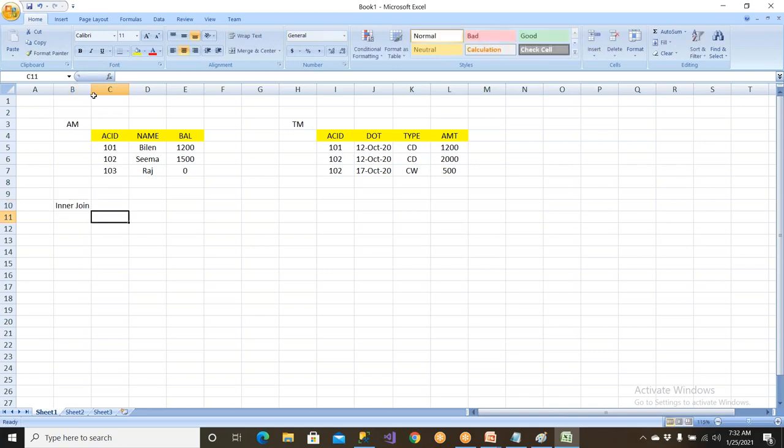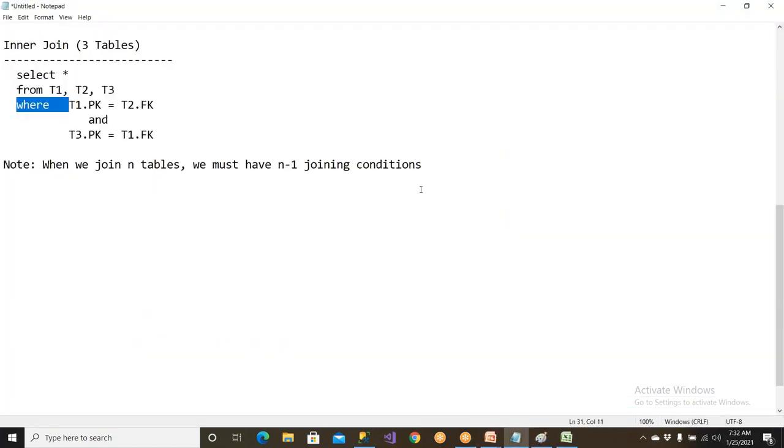So what is the query? You write it. The query is very, very simple. Select star from the account master table, transaction master table, where am.account ID is equivalent to tm.account ID. So this is how you write a query if you want to join those two tables. The common column is this, and these are the tables.